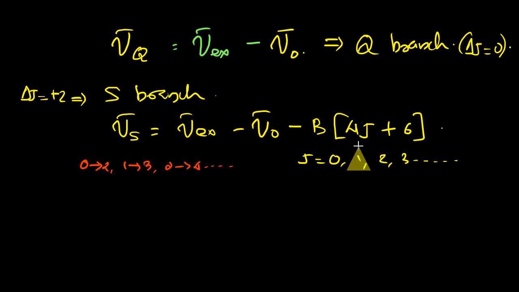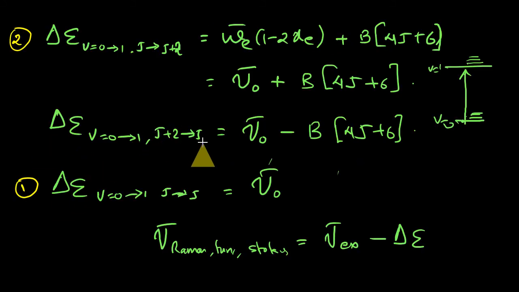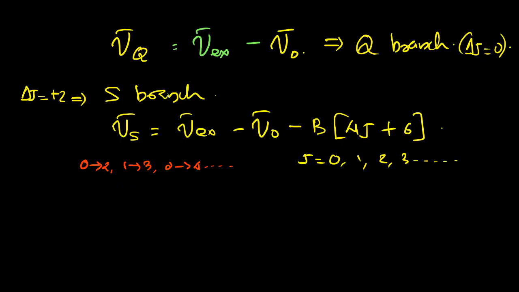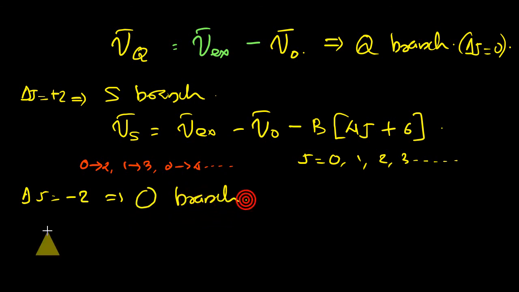For different values of J, we will get a different nu bar S, right? And now we can discuss what happens if delta J is equal to minus 2. In this case, delta J is equal to minus 2 because it is a J plus 2 to J transition. That is the third situation. Here, this leads to the O branch of the spectrum. So, delta J is equal to minus 2 leads to the O branch of the spectrum.